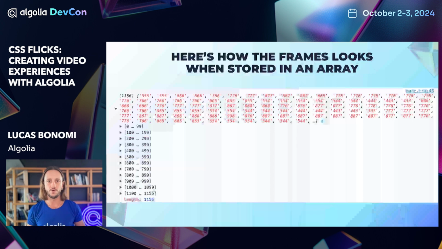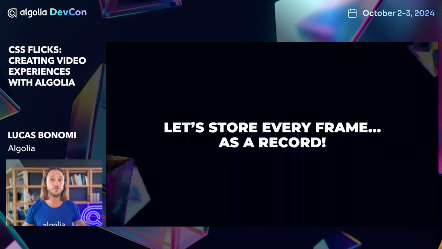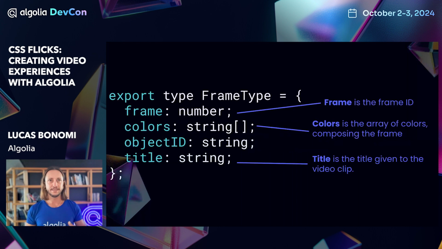But you might wonder, what's the role of Algolia in all of this? Well, every frame is then stored as a record. So my 100 frames are equivalent to 100 records. Let's split it up and dive in to understand how it works. This is the type of a frame. The first attribute is the frame number, which is the ID of the frame from 0 to X.